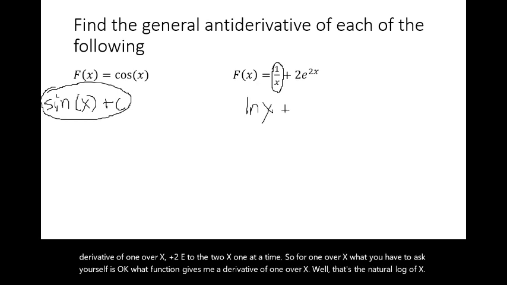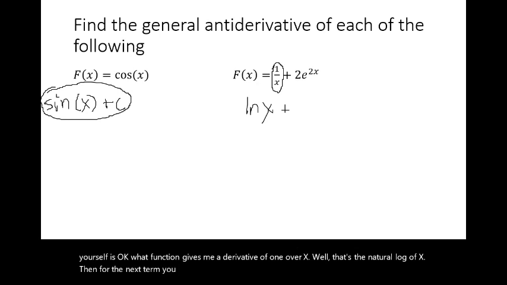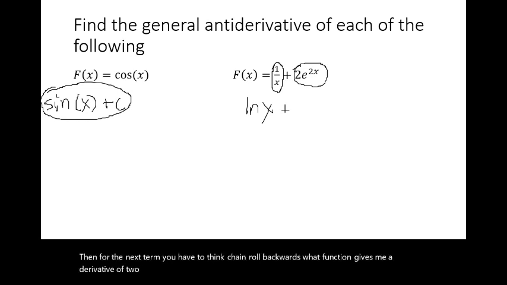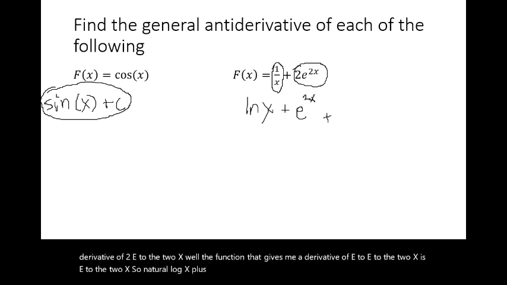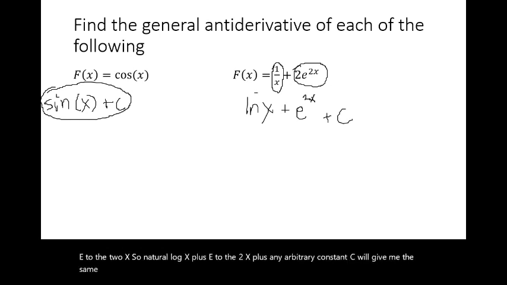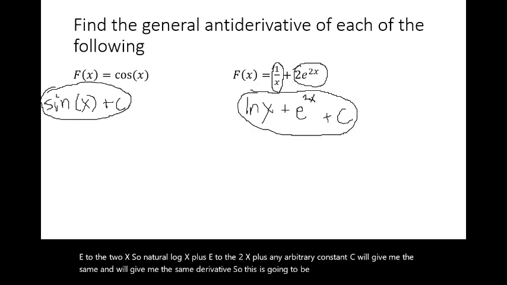Then for the next term, you have to think chain rule backwards. What function gives me a derivative of 2e to the 2x? Well, the function that gives me a derivative of 2e to the 2x is e to the 2x. So natural log x plus e to the 2x plus any arbitrary constant c will give me the same derivative. So this is going to be the antiderivative of our function f of x.